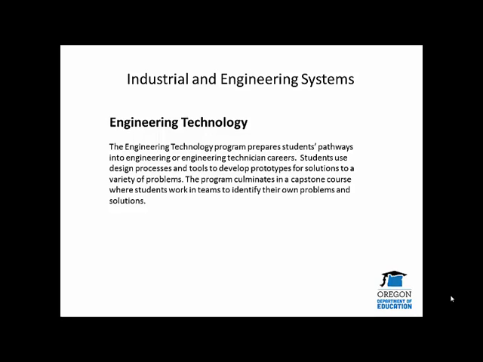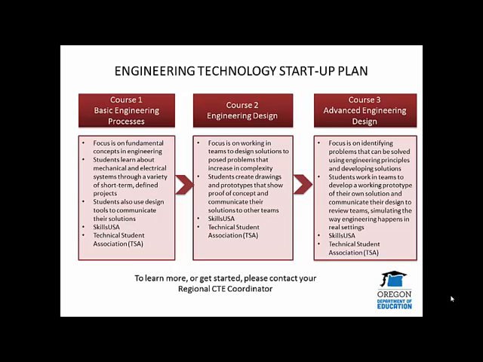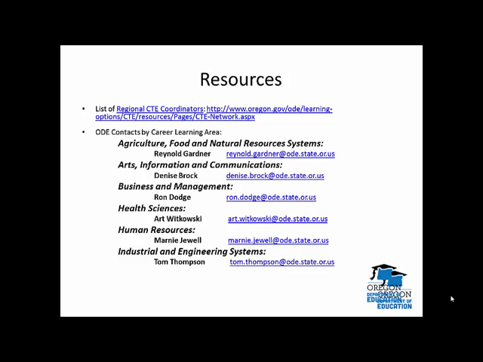Engineering Technology is the third program area of Industrial and Engineering Systems, and this focuses on engineer and technician careers, using design process tools and prototypes to find solutions to problems. Course 1 is Basic Engineering Processes, an introduction course. Course 2 is Engineering Design. Course 3 is Advanced Engineering. And there are a number of student leadership organizations that students could participate in.